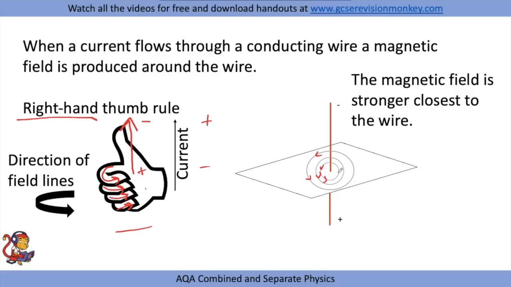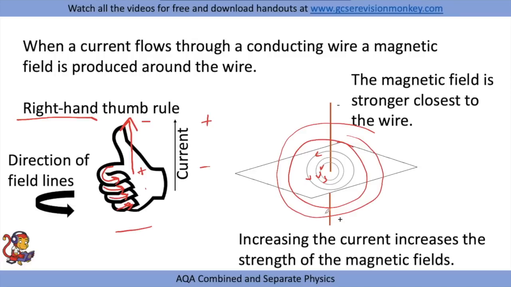The magnetic field line is stronger closest to the wire, and you can see that because the field lines are closer together, so they're stronger closer to the wire, and as they get out they would just get further apart and weaker. And if you increase the current flowing through the wire, the strength of the magnetic field also increases.